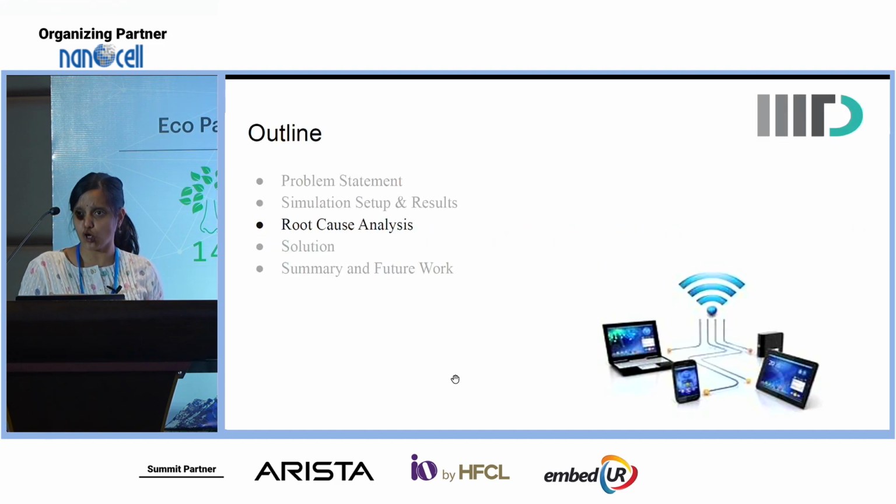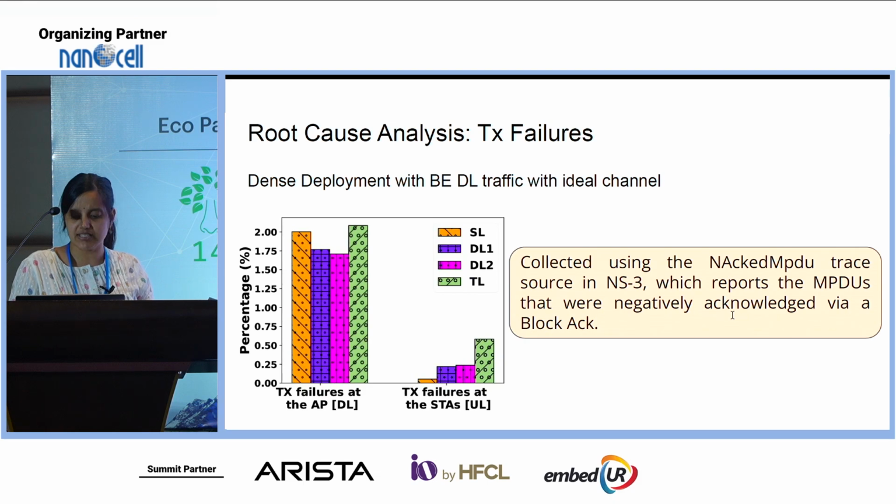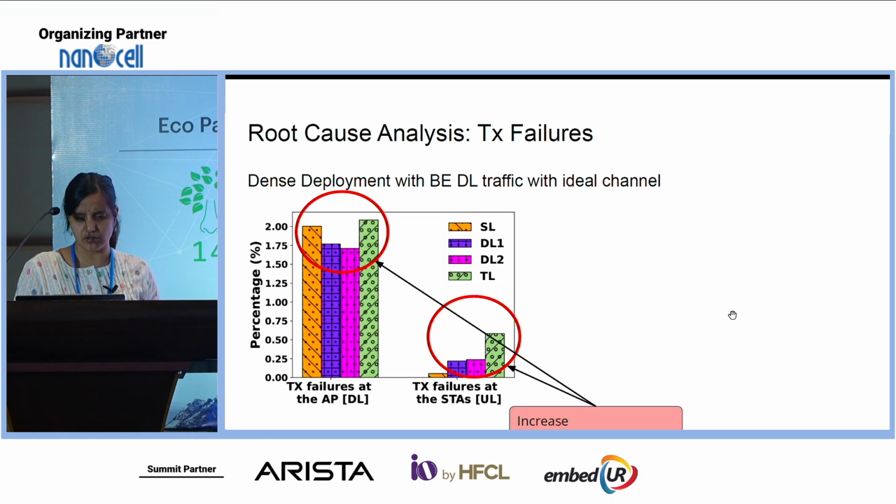So let's do some root cause analysis on what is causing this sort of increase. My student looked into the NS3 code and got to some traces, and looked at some transmission failures happening at the access point and at the stations. This was collected using the negatively acked AMPDU trace in NS3, which reports AMPDUs that are negatively acknowledged via block ack. And we said, why would there be a negative block acknowledgement?